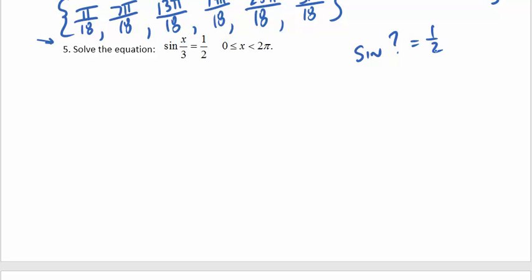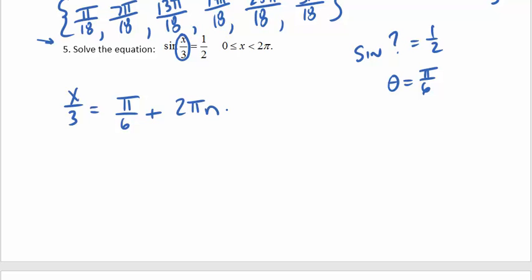Okay, so at what angle is the sine going to be equal to 1/2? That is at pi over 6. Will be our very first solution there. Pi over 6. Okay, so then we want to come over here now and say this inside, x over 3, is equal to pi over 6 plus 2 pi n. 2 pi n because the period of the sine is 2 pi.